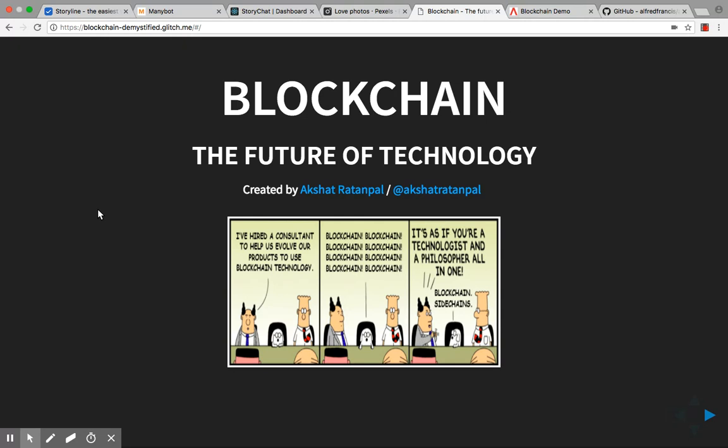So, everyone's been talking about blockchain. I think it's high time you understood it as well. So, before I start, I think I'll let Dilbert explain it to you in the next 3 seconds. I'll give you 3 seconds, have a read.